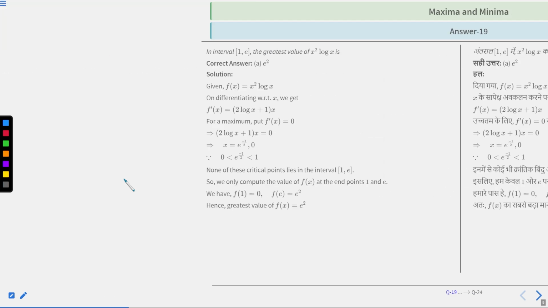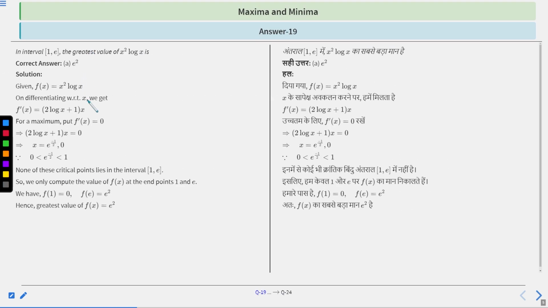Okay, let's move to the solution part C. Given f(x) is equal to x square log x. Now on differentiating with respect to x, we get f dash x equal to 2 log x plus 1 into x by using product rule. Now for maximum, put f dash x equal to 0. Clear? Therefore, 2 log x plus 1 into x is equal to 0, right? Therefore, critical points is x is equal to e to the power minus 1 by 2 and 0.